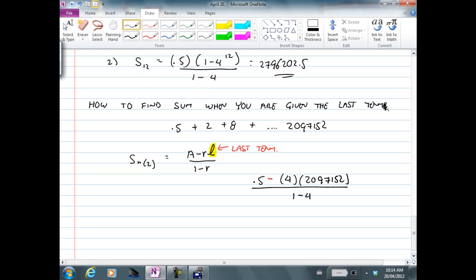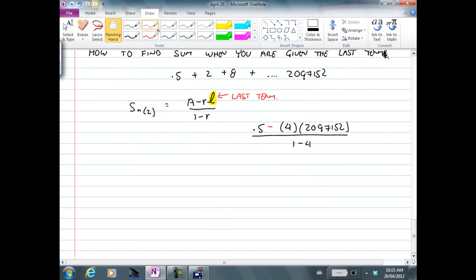Sub it in, and you will get exactly what I got here, except I did it in one shot without using the Tn formula. This is called Sn part 2. It can only be used if you're given the last term, no other time. And you will get the exact same thing. Okay.